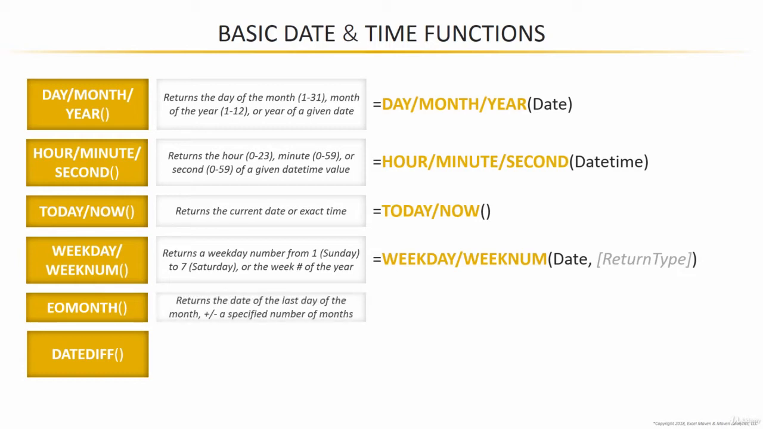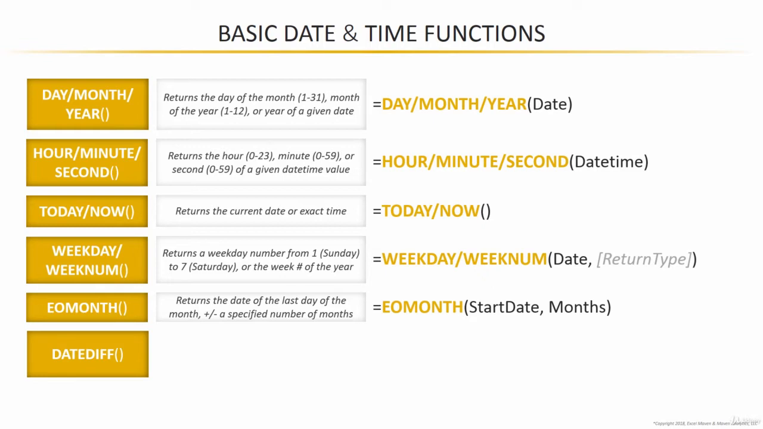Now, EOMONTH, another really helpful one. I believe it stands for end of month because it returns the last day of the month, plus or minus a specified number of months. So here's what the syntax for EOMONTH looks like. You point to a start date, and then you specify that number of months. So if you use a 0 for the second argument here, the EOMONTH function will essentially give you the last date of that current month. If you use a -1, it would give you the last date of the previous month, and vice versa.